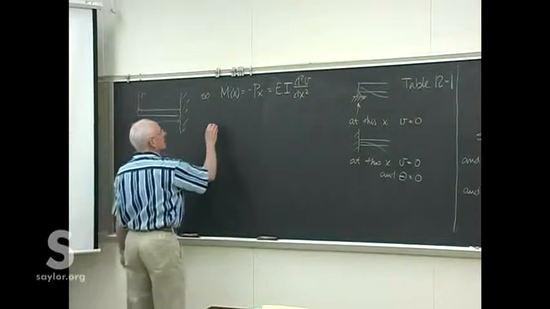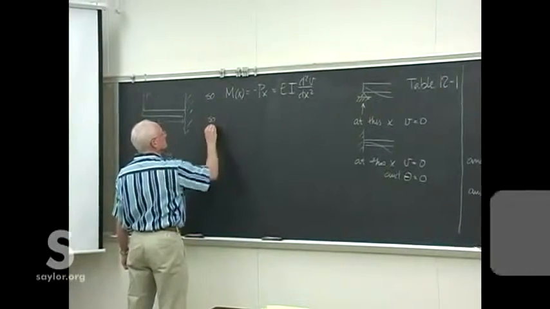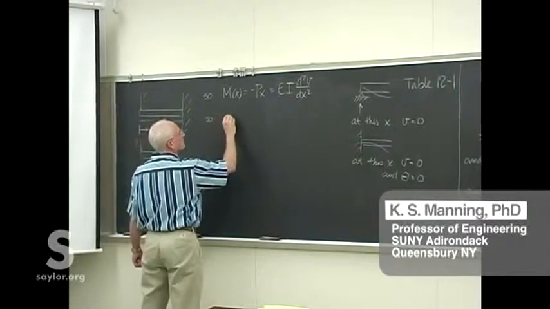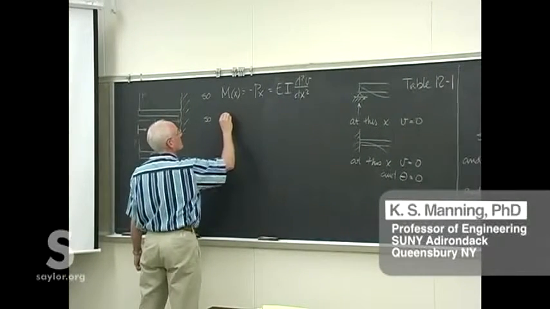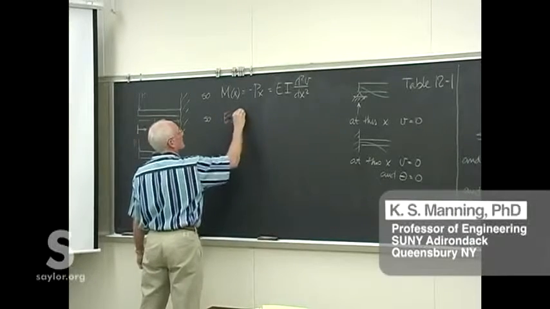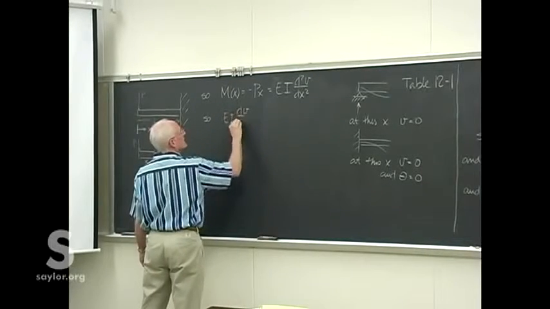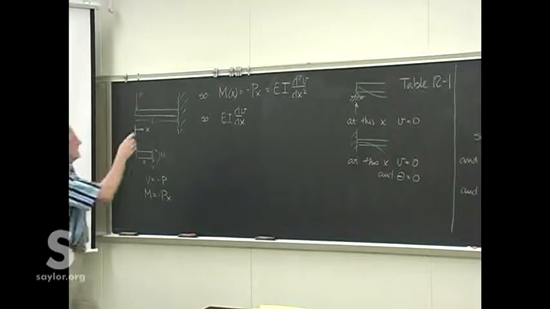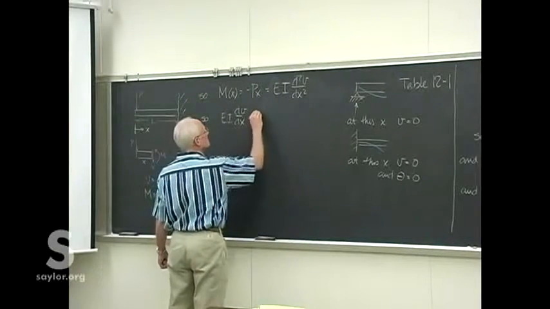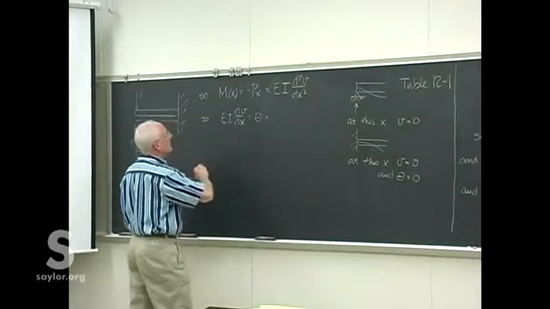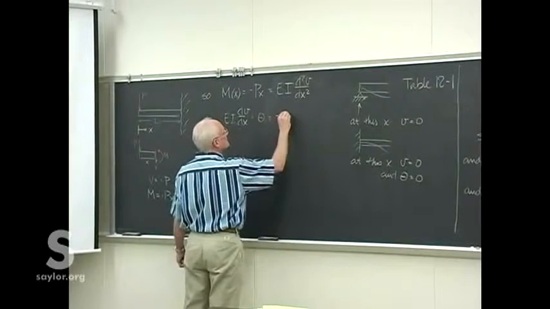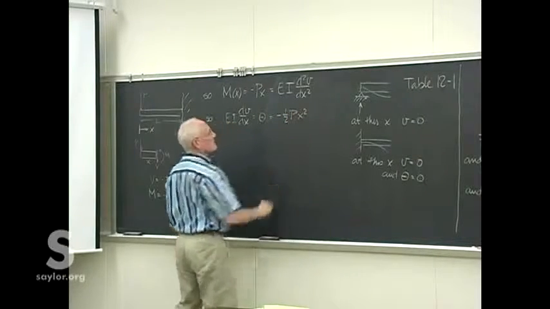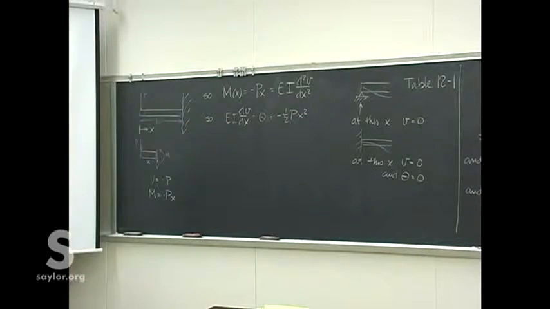So we can now integrate. So we'll integrate through here. EI dV/dx, which is one integration, is theta, the slope, and that is minus 1/2 Px squared. Is that right?